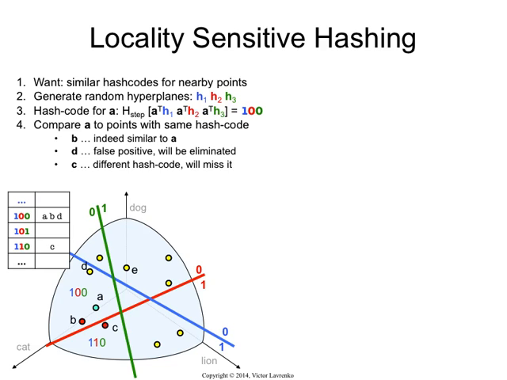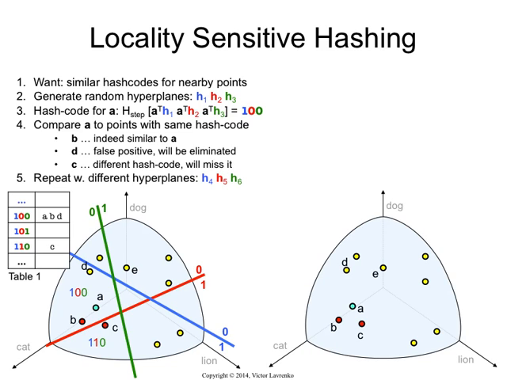But the point C, I'm never going to get, because it was on the wrong side of the red hyperplane. It got a different hash code, landed in a completely different hash table bucket. So how do I get around that problem? How do I find C? The solution is you repeat the same process with a different set of random hyperplanes.